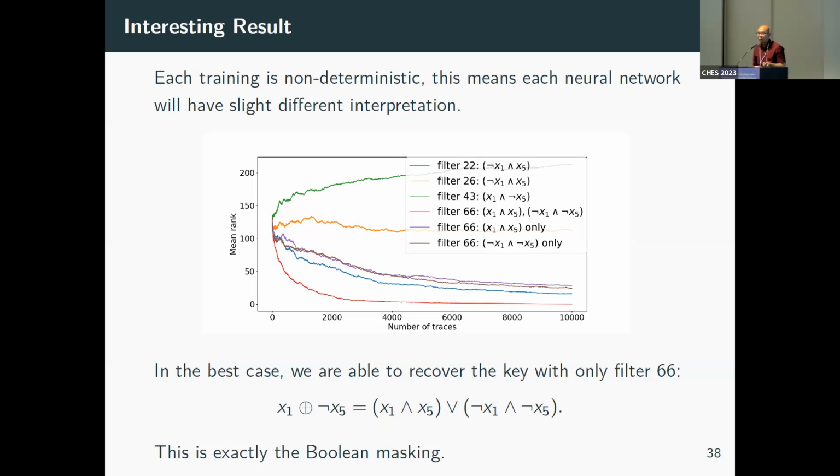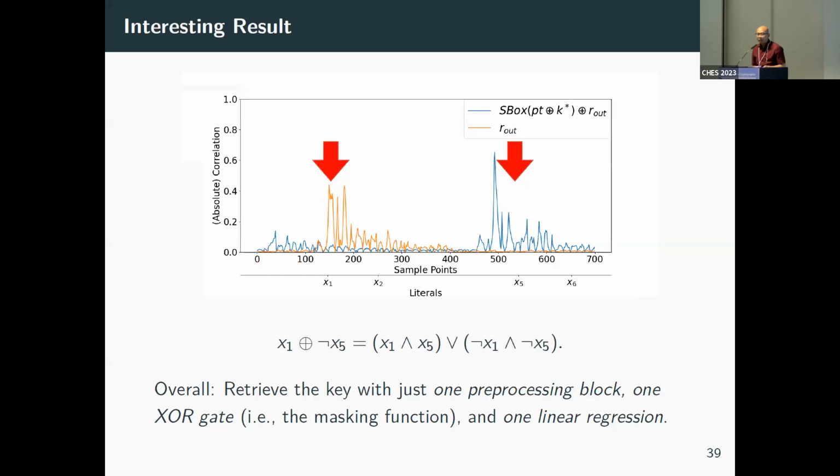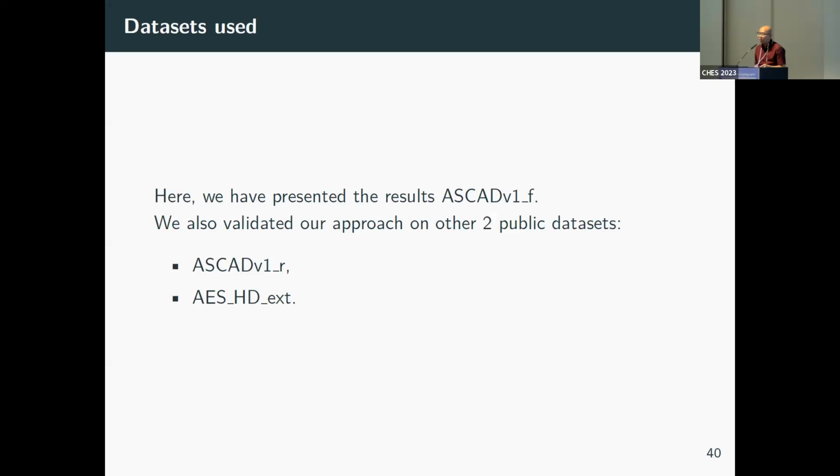So in our case, we found that in the best case, it is able to recover the key with only this filter 66, which corresponds to one XOR gate. And this XOR gate corresponds to the Boolean masking. This Boolean masking is X1 and X5, which is the leakage of the mask and the masked data. So overall, in this best case, we found that TT-SCA-bit is able to retrieve the key with just one pre-processing block, one XOR gate, and one linear regression. So here we present our result for SCAP fix.